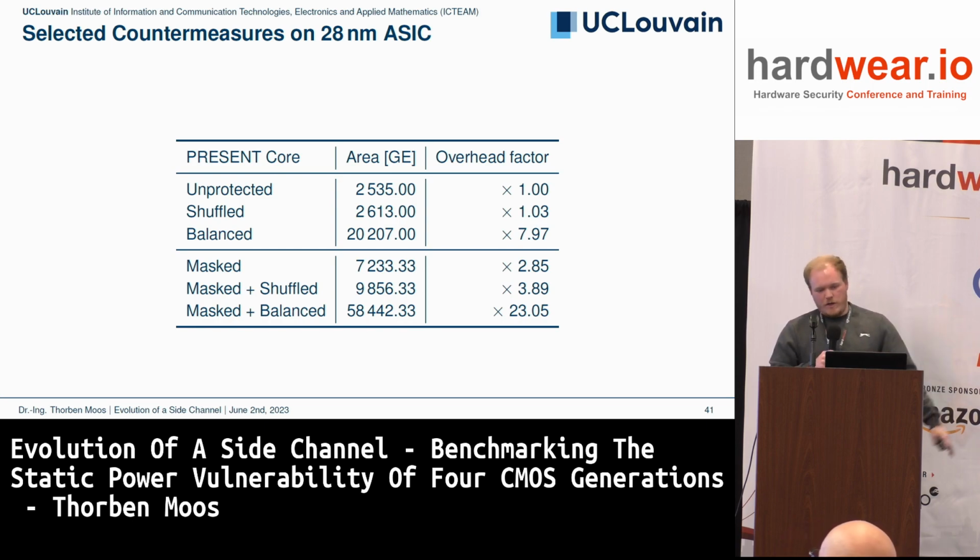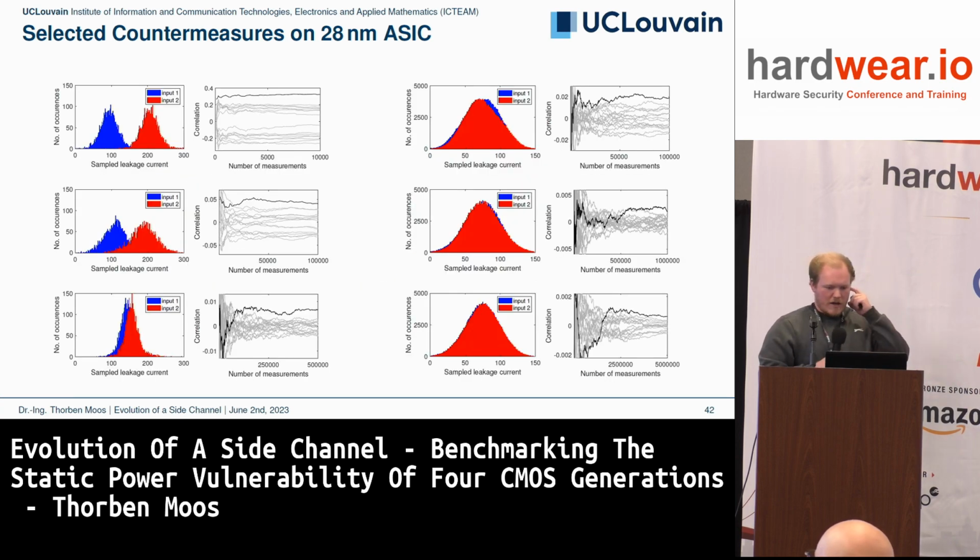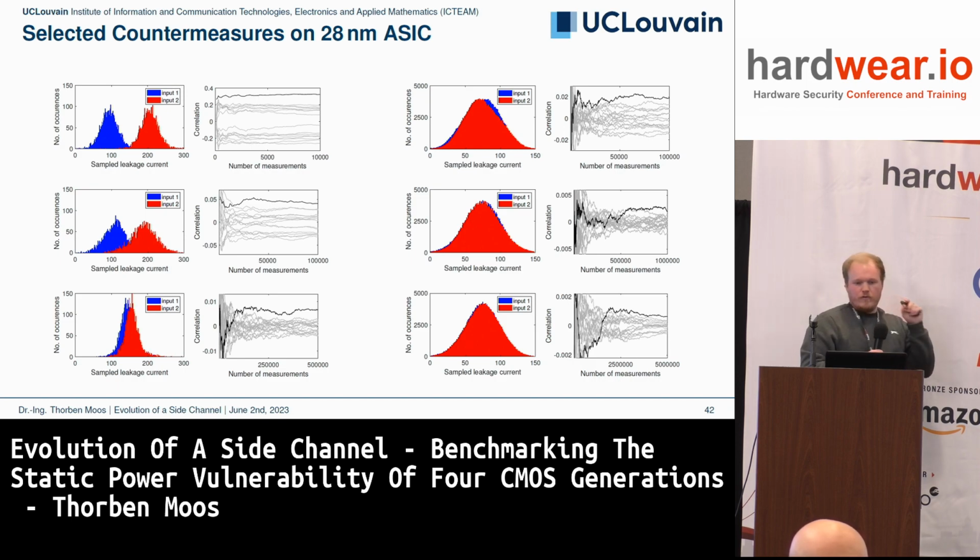Then we combined all three of those with masking, so first order threshold implementation. And then we have these 6 cores analyzed in the following. So here I did the same thing. For 2 fixed inputs, I just show the distributions of the static power that we obtain. On the top left, we start with the unprotected, then we have the shuffled below it, then we have the balanced below it. On the right, we have everything combined with masking as well.